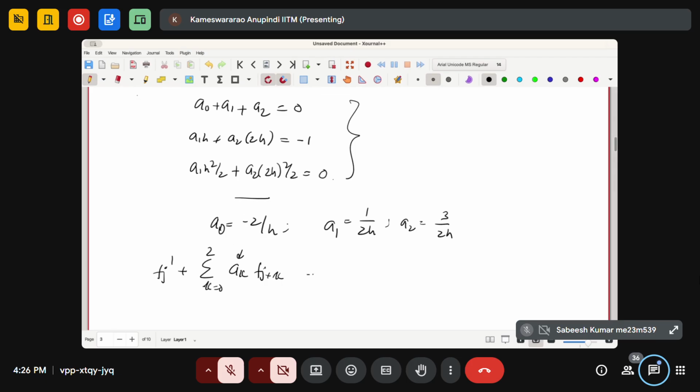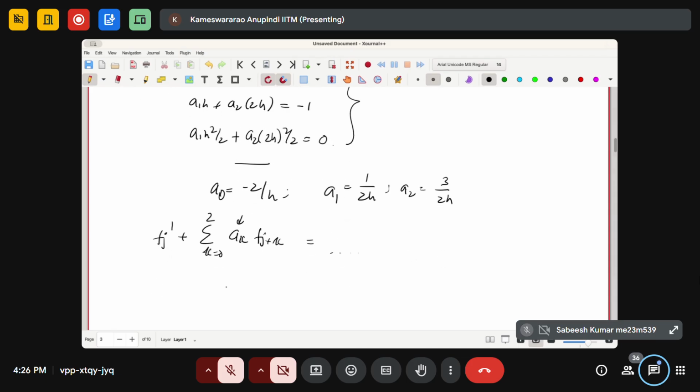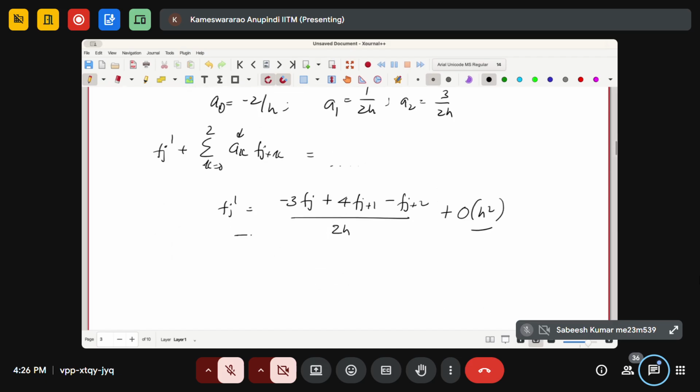So substitute for these, then with a little bit of rearrangement you're going to get a formula. Fj prime is going to be minus 3 times Fj plus 4 times Fj plus 1 minus Fj plus 2. Right, this is exactly the same as what we got before, the forward difference formula, plus order H square. So that means if you are given a stencil that is composed of Fj, Fj plus 1 and Fj plus 2, then the maximum possible order of accuracy you can get for the first derivative is only second order accurate, right?